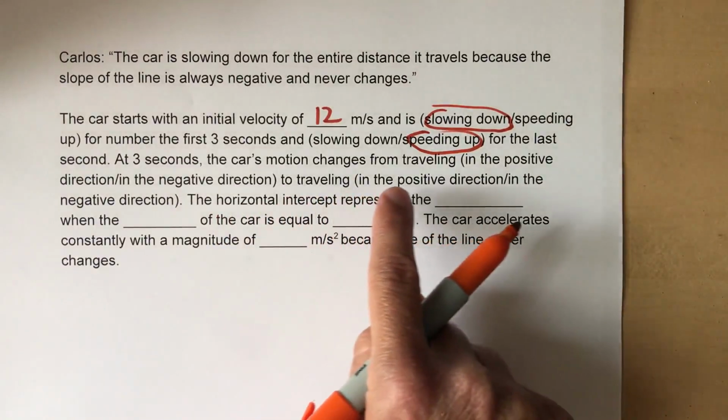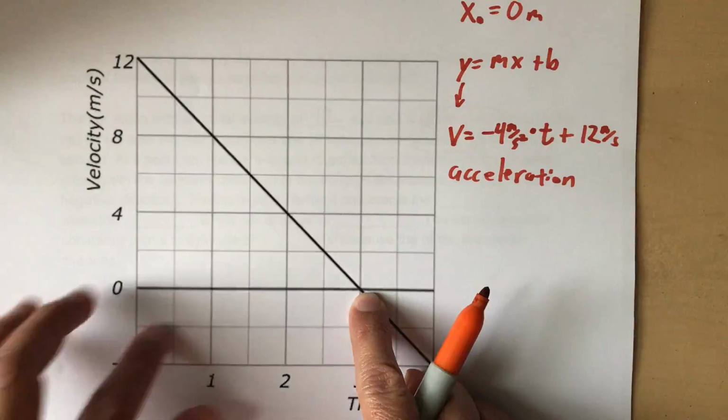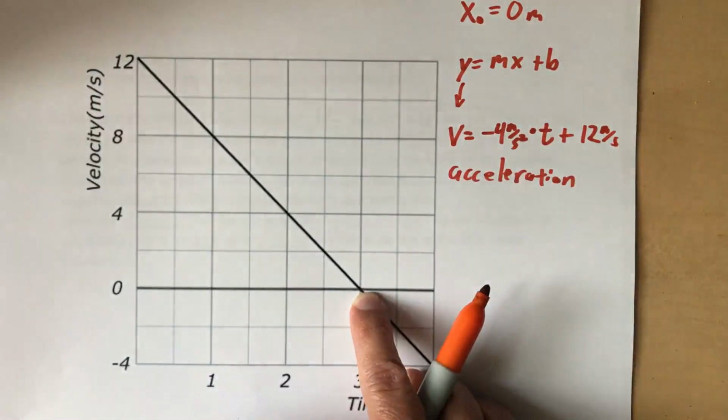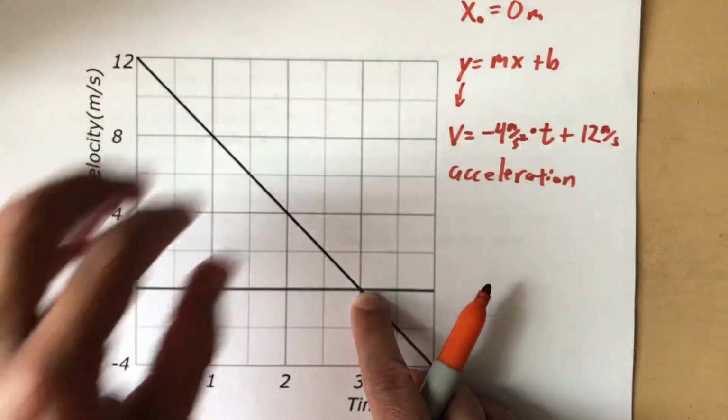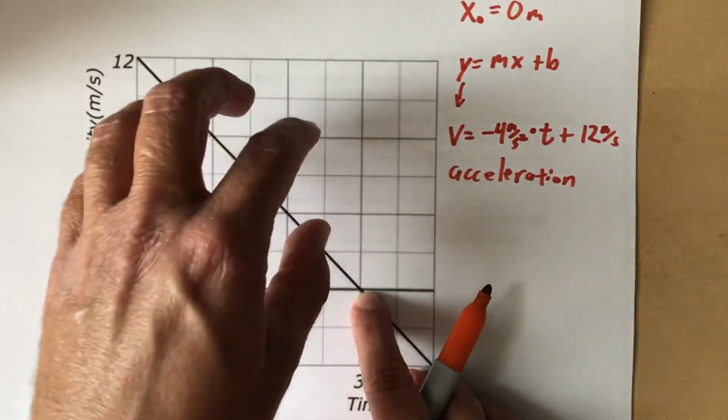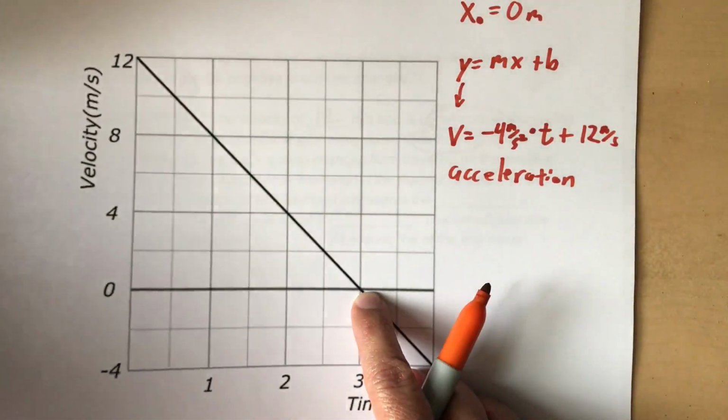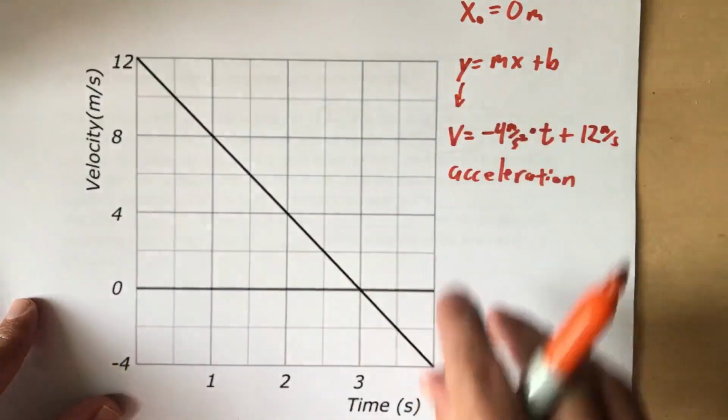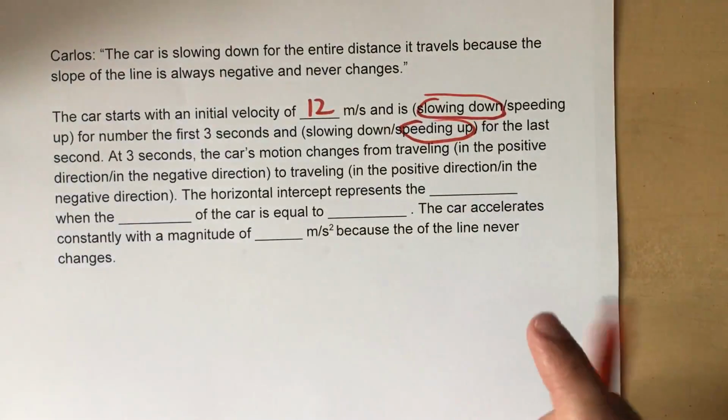At 3 seconds, the car motion changes. So at 3 seconds right here, we were traveling in the positive direction. How do I know that? Because I was above the x-axis. Everything up here is a positive velocity. So we're going to change from going in the positive direction to being down here and going in the negative direction.